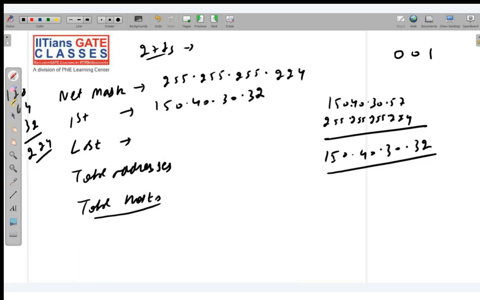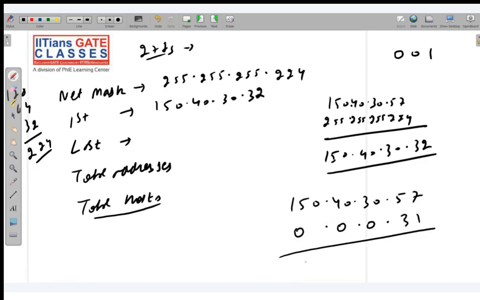What about the last address? We will NOT the net mask, same procedure which we have done in the previous lecture. I am doing the same thing only. To find the last address, you just take the NOT of the net mask and OR it with the given IP address. The given IP address is 150.40.30.57, and NOT of the net mask is 0.0.0.31. The first three bits are 1, so the last 5 bits become ones, which is 31.